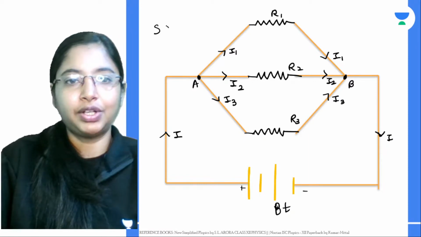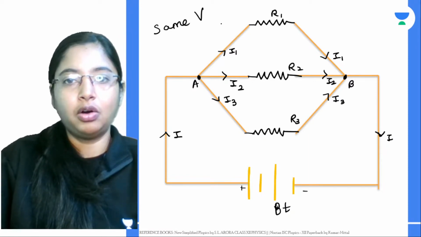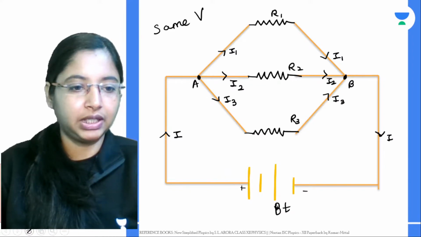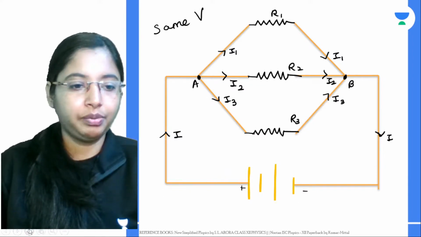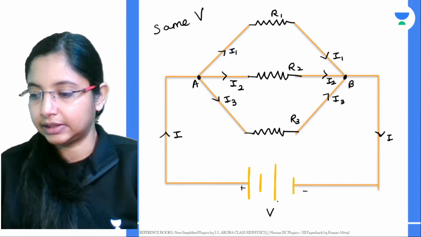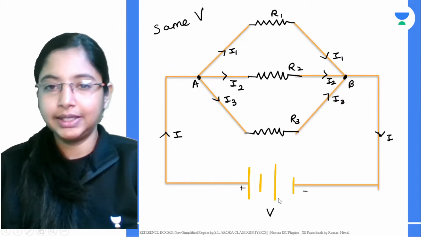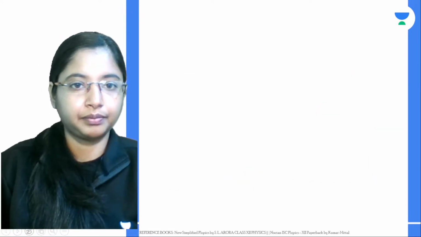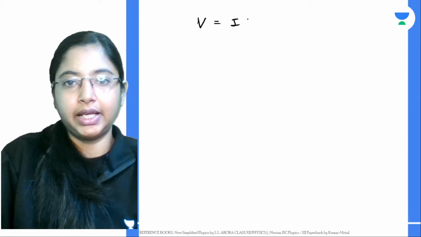So what we see over here, voltage drop across all of these three resistors is the same. So in parallel combination, the voltage drop that we are seeing is the same, because voltage drop is taken across the common points for all of these three resistors. Now let's see. We know V is equal to IR, right?